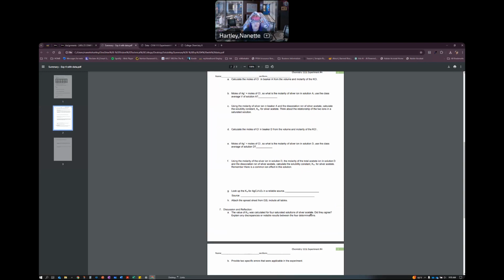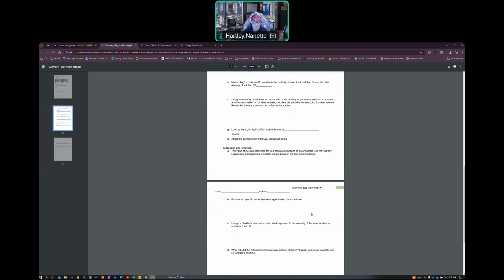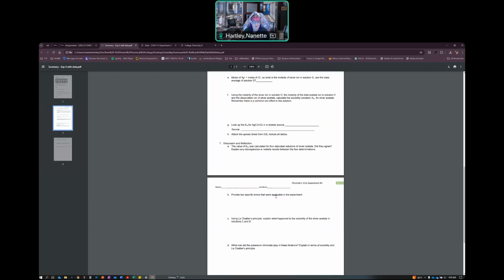Okay. Provide the 2 specific errors that were applicable in this experiment. So I know you didn't actually do this experiment, but why might there be errors? What are things that you can look at in this procedure that might be errors? And it's okay to be critical of the experiment as written. That's perfectly fine. These experiments were written by a person. They may not be the best experiments in the world. It's okay to be critical of them.